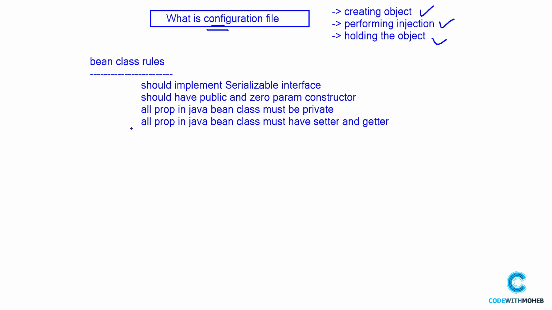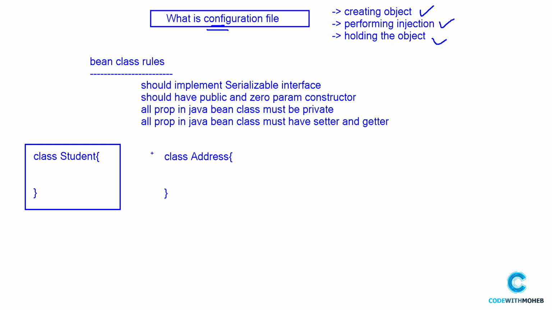Now, how is it done? In the previous video, I talked about an example of a Student class, and we also had another class called Address. So we have two classes: the first one is the Student class and the second one is the Address class. These are the two bean classes, because here we had the ID, name, and address. All these three variables were private, and we also had setters and getters.